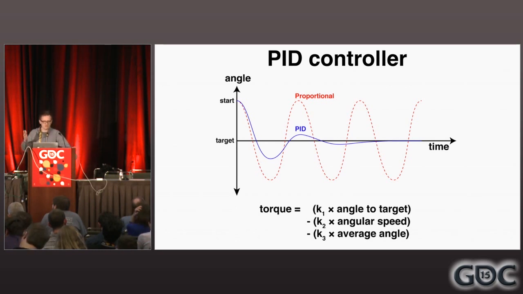Now, that sounds very complicated and technical, but it's not. It just means that you're going to speed up the motor based on its angle relative to the target. That's what we're already doing. But you're also going to slow it down relative to its angular speed and to its average angle over time, right? So instead of one constant k, you've got three constants, k1, k2, and k3.